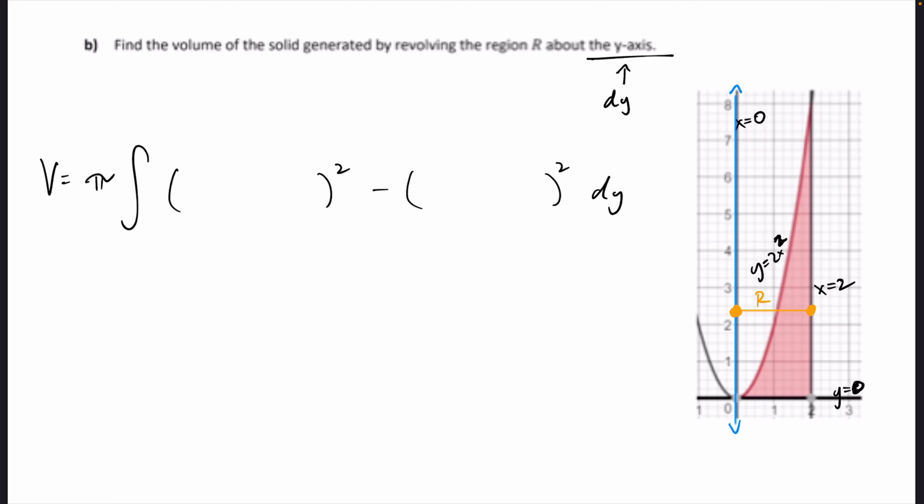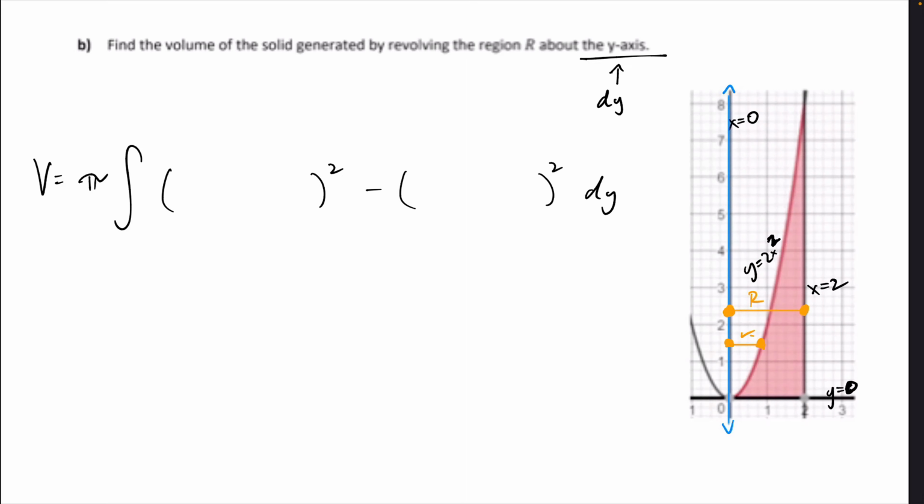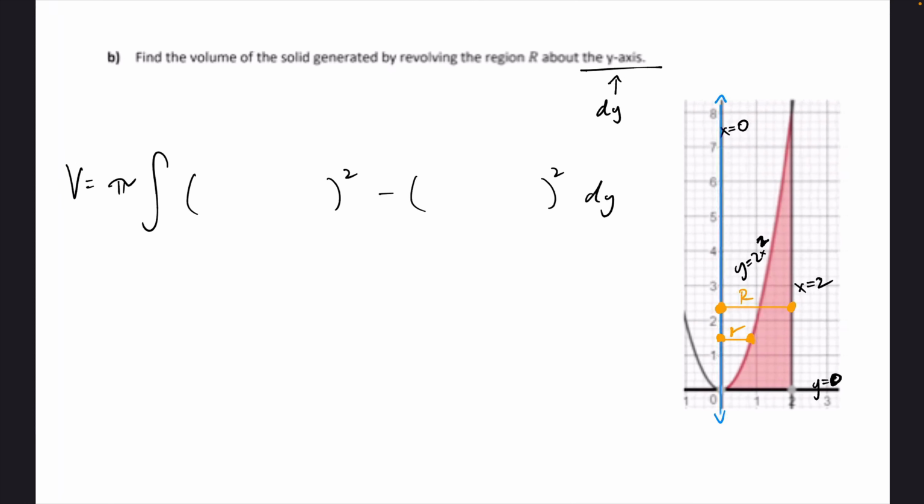That's big R. Big R always goes from the axis of symmetry through the shaded part to the outer bound. Little r starts same spot, but it doesn't go through the shaded part. It stops at the shaded. Okay. So this is dy, right? Remember, this is dy.